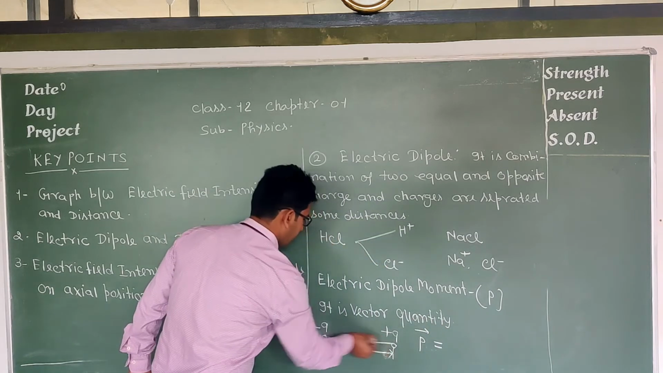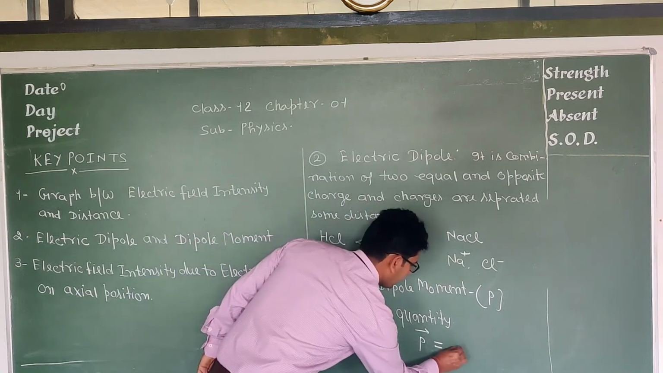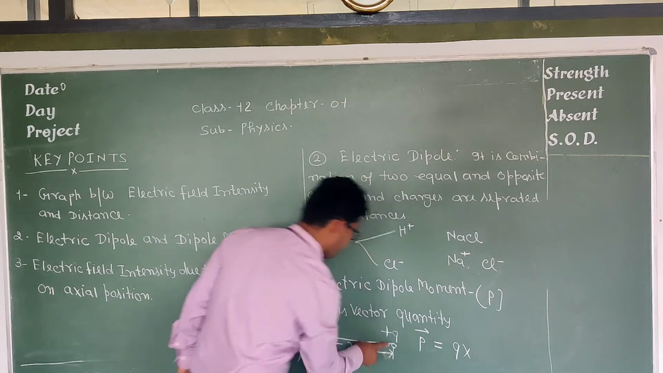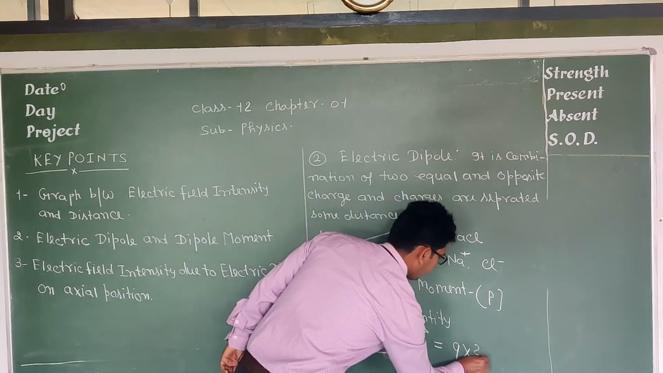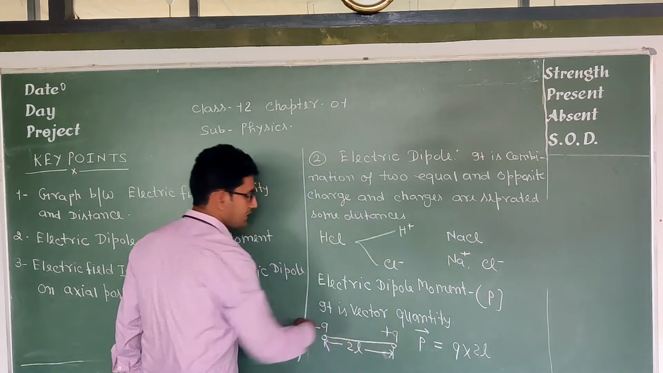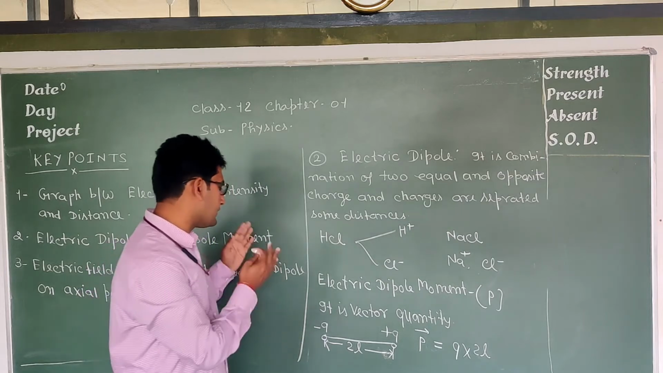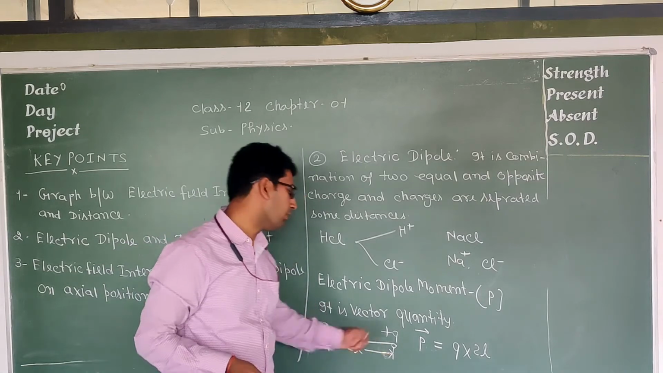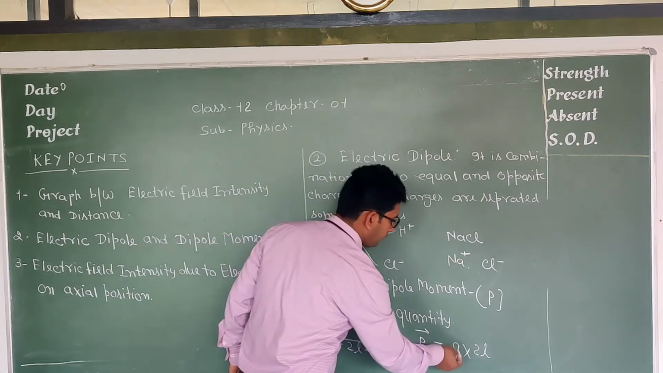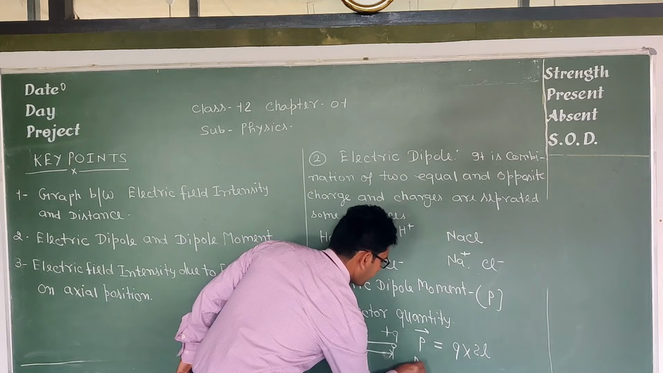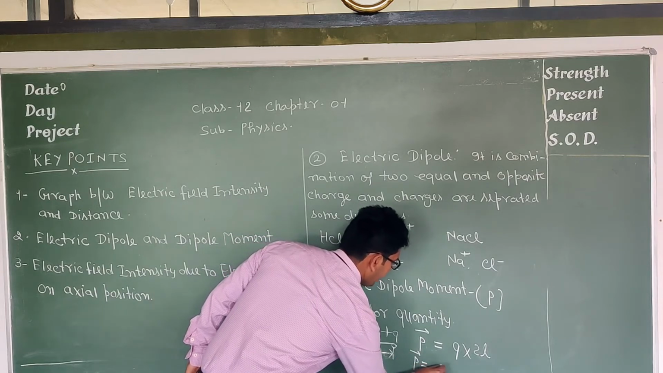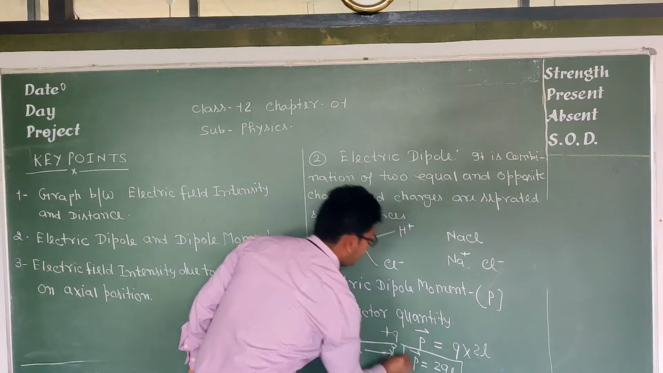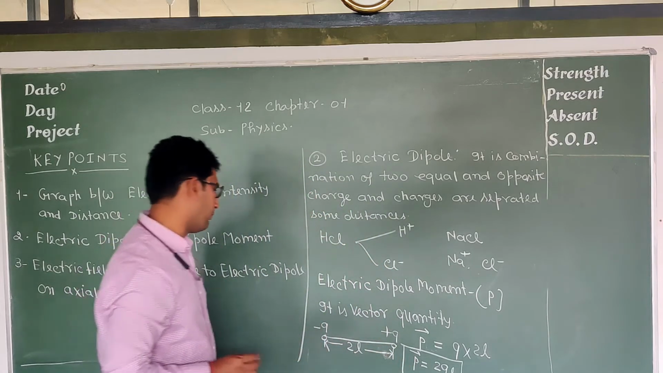P is equal to the magnitude of one charge, that is Q, and the distance between them, that is 2L. It is always considered as 2L, means the distance between the dipole charges should always be 2L. So P equal to Q into 2L. So we can say electric dipole moment P equal to 2QL. It is the electric dipole moment.